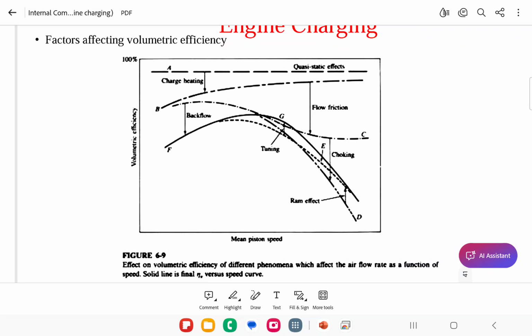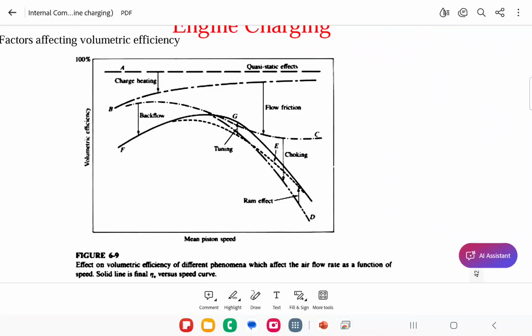I want to ask you something. At lower speeds, why is the volumetric efficiency lower? You see that at low speed, what is increasing the volumetric efficiency? The backflow effect.